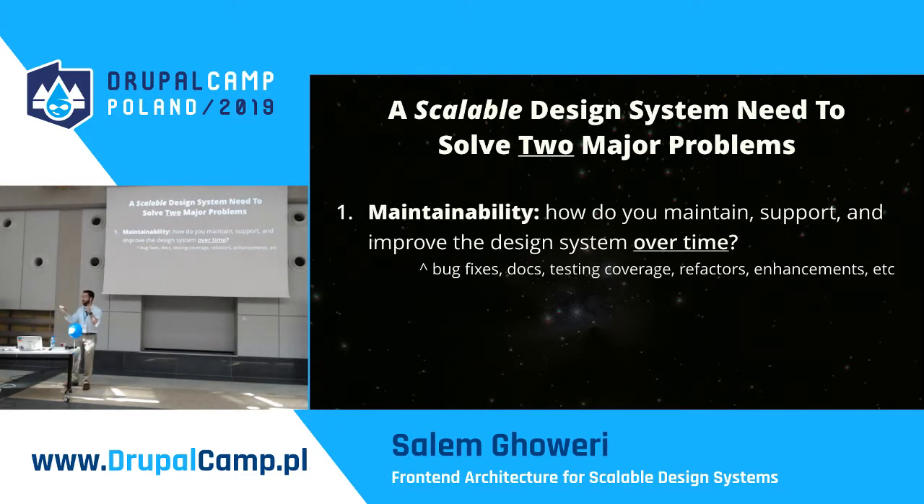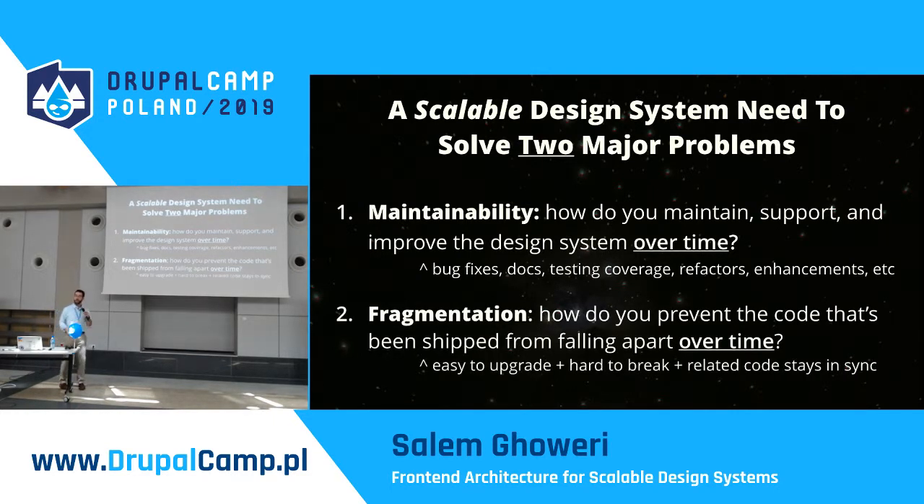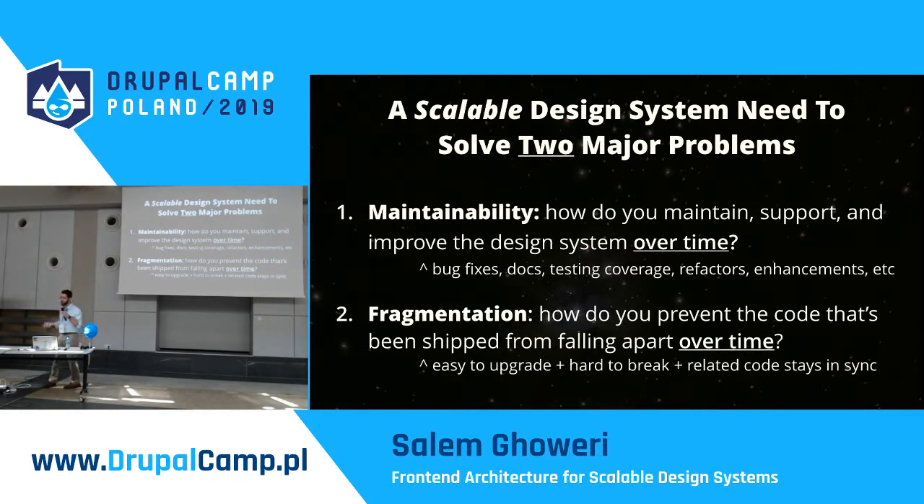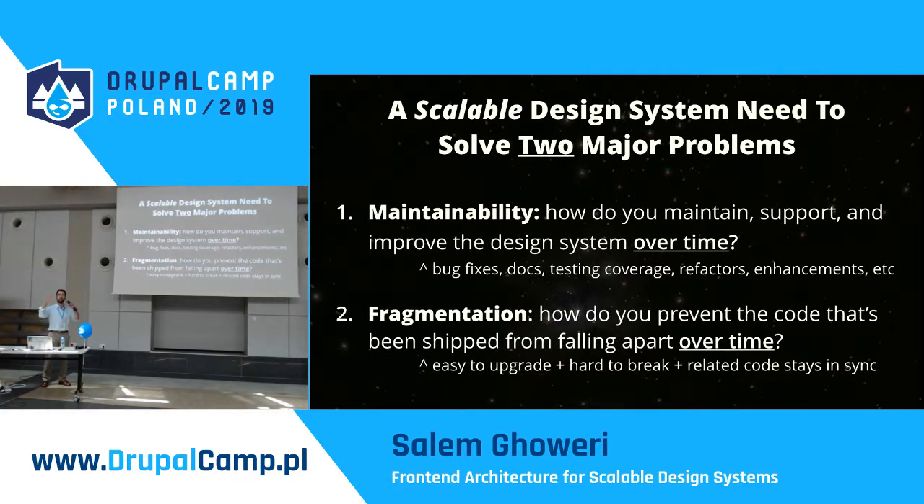Maintainability, you need to figure out how you maintain, support, and improve your design system over time. That's things like bug fixes, having documentation, testing coverage, etc. You also have to deal with the fragmentation issue, the thing that really killed us with our first design system. You need to make sure that once you've shipped code out into production, you have a way to keep it up to date and in sync and prevent things from falling apart. Without these two things, you can't have a scalable design system.